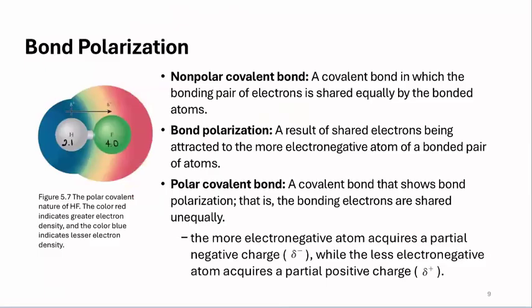Because of bond polarization, we have an additional type of covalent bond, which is called a polar covalent bond. Remember that polar covalent bonds are due to polarization. Since we have a great difference of electronegativity values between the two bonded atoms in the molecule, this polarity comes in because the electrons are not shared equally.